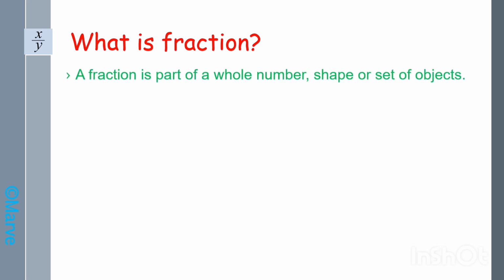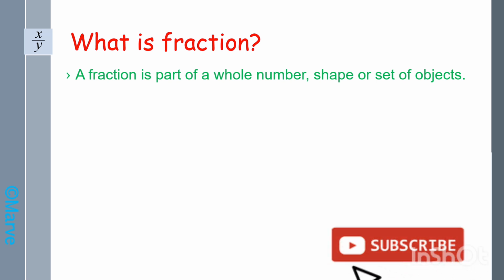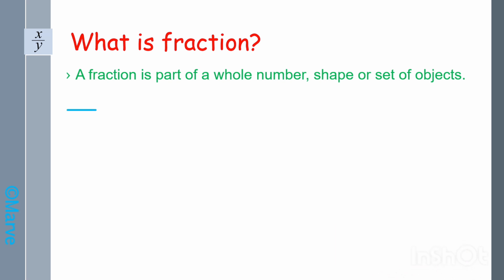Well, a fraction is part of a whole number, shape, or set of objects. So when you have something, let's say you have 5 set of things, let's say 5 sweets, and then you take out 2 and chew, you have taken a fraction of the 5. So fraction is part of a whole number, shape, or set of objects.